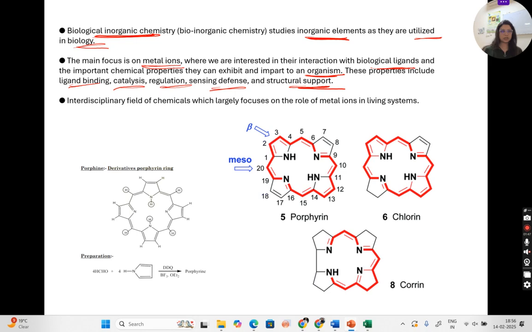So our body consists of many metals, like iron, sodium, potassium, copper. We have a lot of metals in our body, and they function differently in our body.